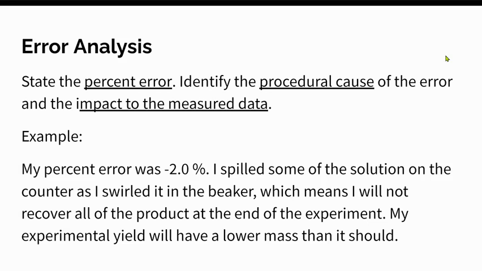I spilled some of the solution onto the counter as I swirled it into the beaker, which means that I will not recover all of the product at the end of this experiment. My experimental yield would have a lower mass than it should.